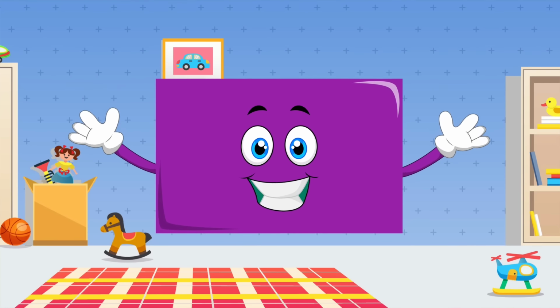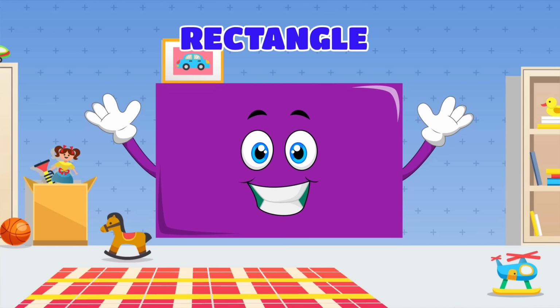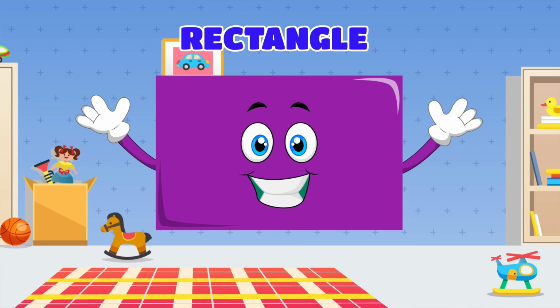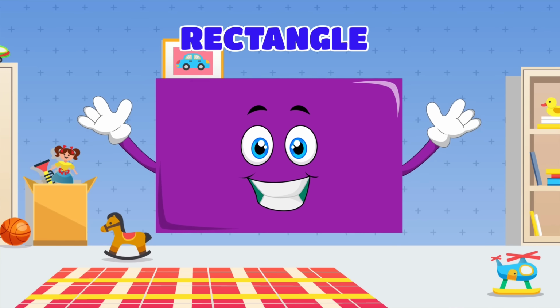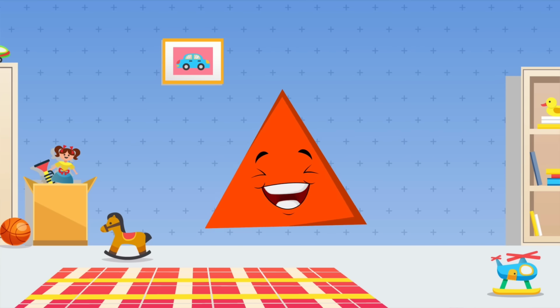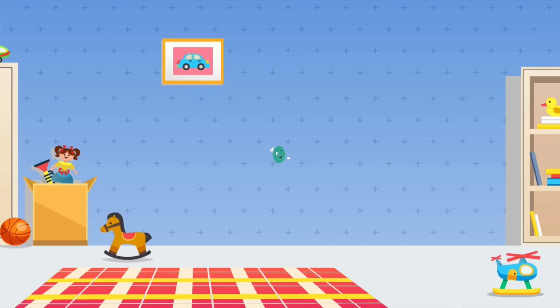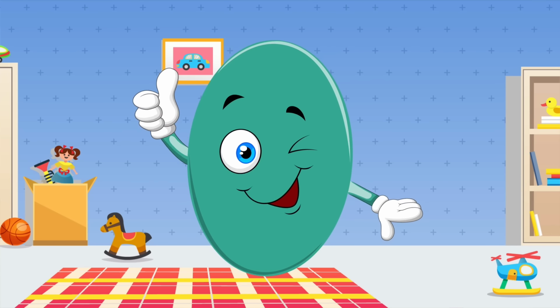I'm a rectangle, you see, like a very long square. I'm straight and I'm long like a brick. Triangle, rectangle, circle, oval, square.